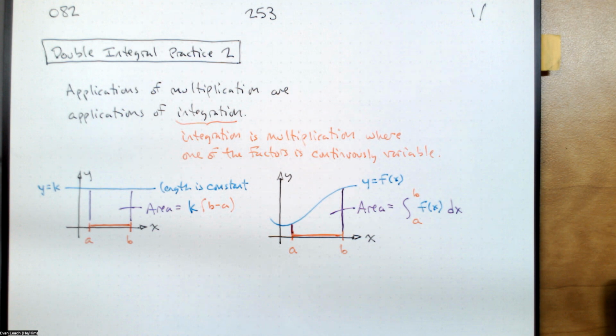Any application of multiplication can be put into this framework. All we have to do is take one of the factors and make it continuously variable. Integration is multiplication where one of the factors is continuously variable. So we want to look at an example of that today, where I'm going to ask you to calculate the mass of a region that has variable density.